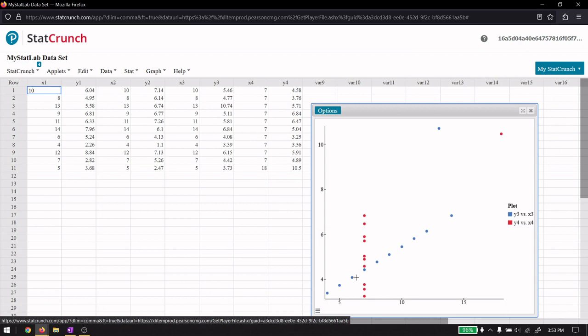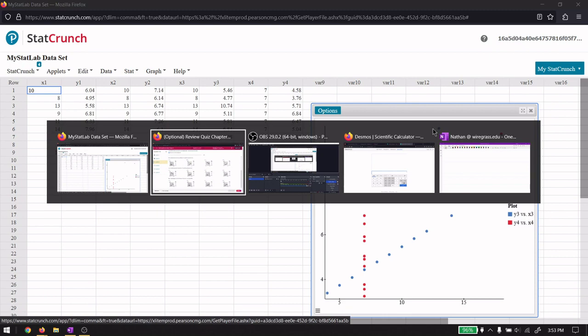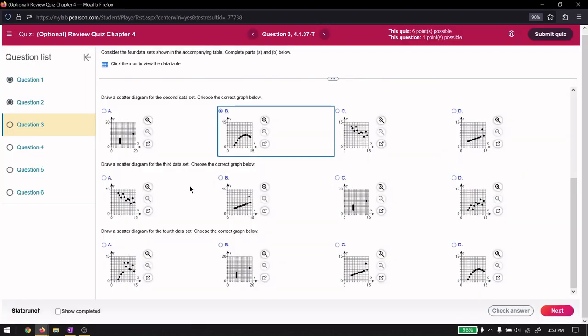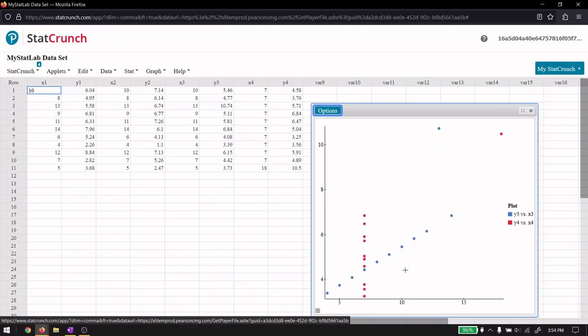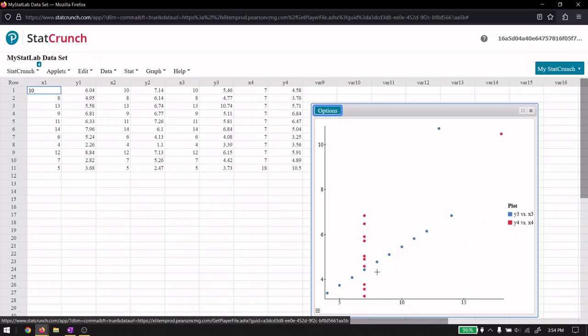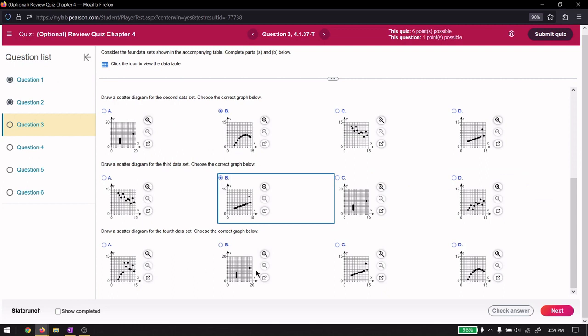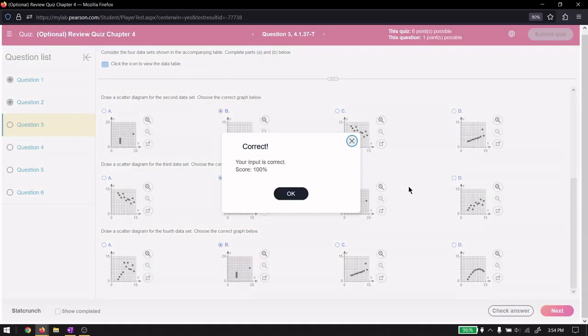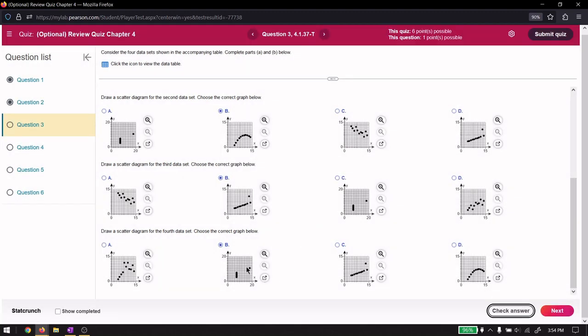Okay, let's plot the next two. Okay, x3, y3 has this linear line and this dot right up there. Looks like this one. Yep. And then the fourth data set has this vertical line, this dot way over there, which looks like B there. And that's all correct.